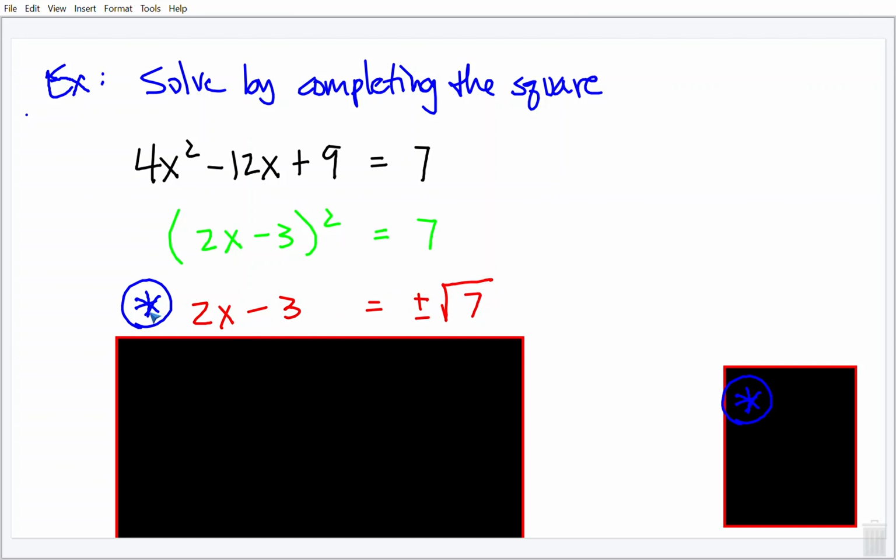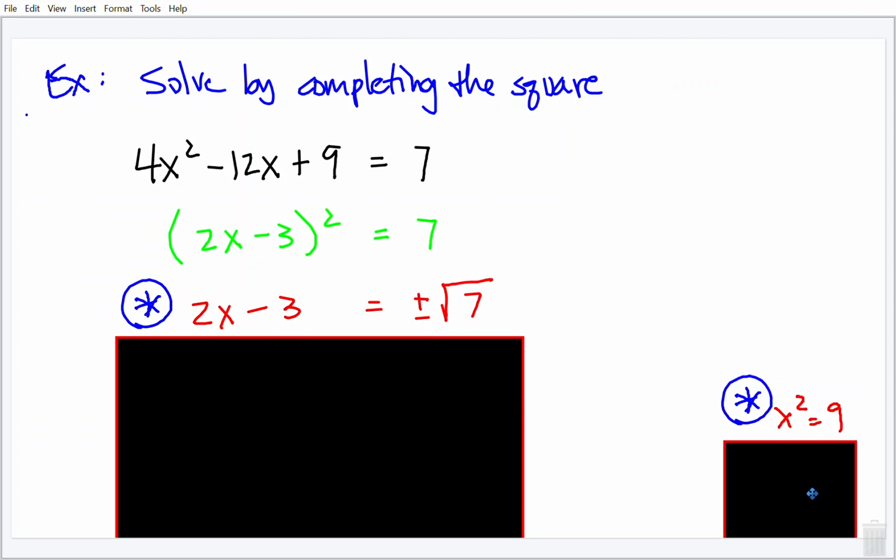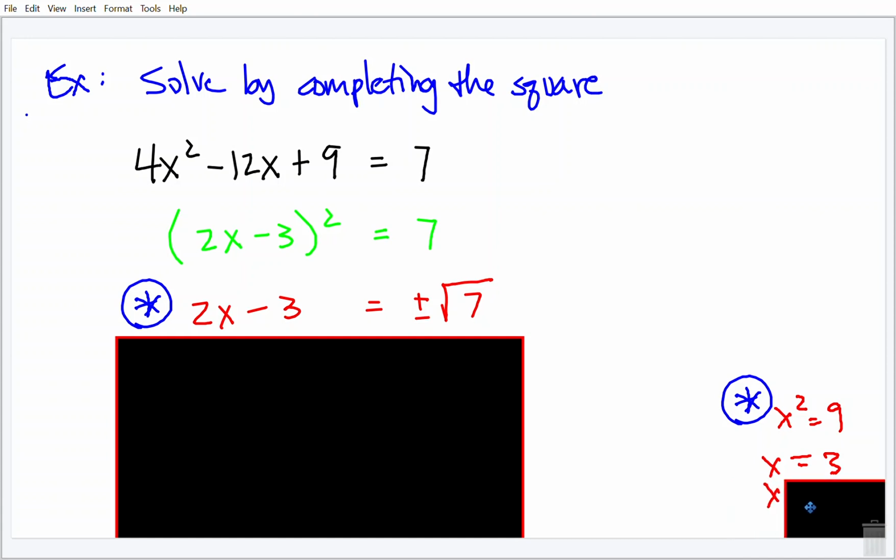And I've got a note here to tell you why it's plus or minus. As a reminder, if I told you that x squared equals 9, some number squared equals 9, what's one answer? X equals 3. But there's another answer besides 3. Another number that when you square it equals 9 is negative 3. So the idea here is anytime you square root both sides of an equation, you'll have the positive answer as well as the negative answer. So that's why we have here positive and negative square root 7.